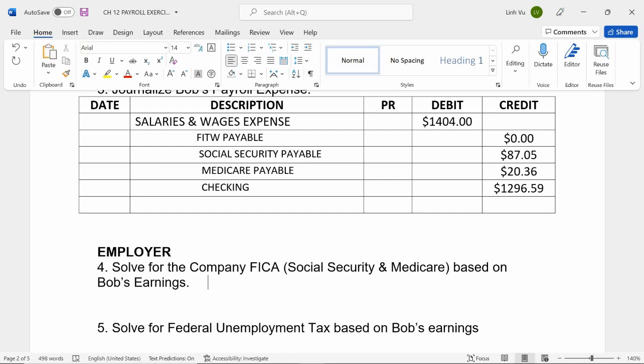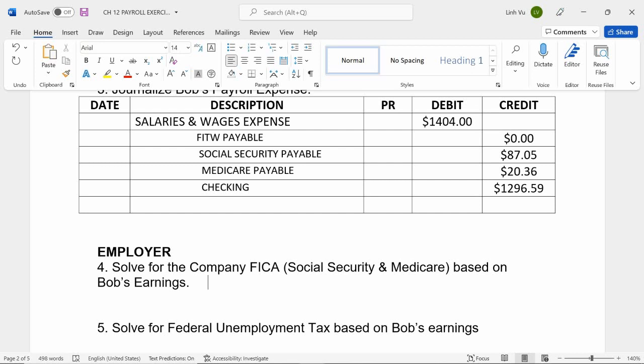How much? How do we calculate it? You already calculated it. What's the rule? If the employee puts money into their Social Security and Medicare, what is the company's responsibility to do? To pay for him like the $20? They have to match him, right? So what are they matching him for?